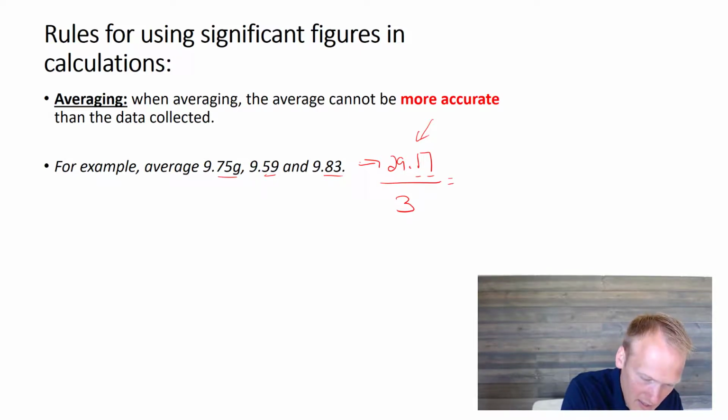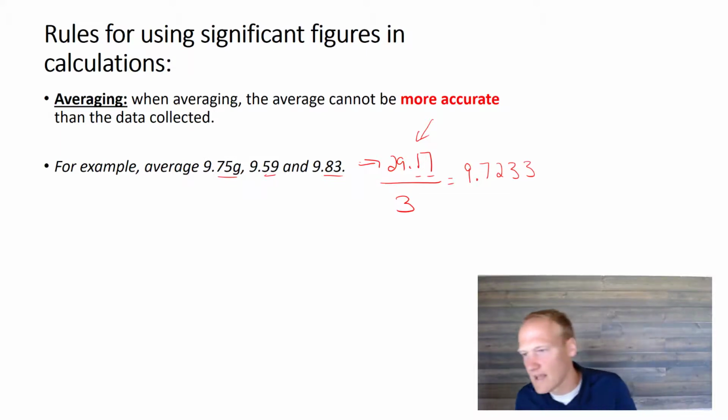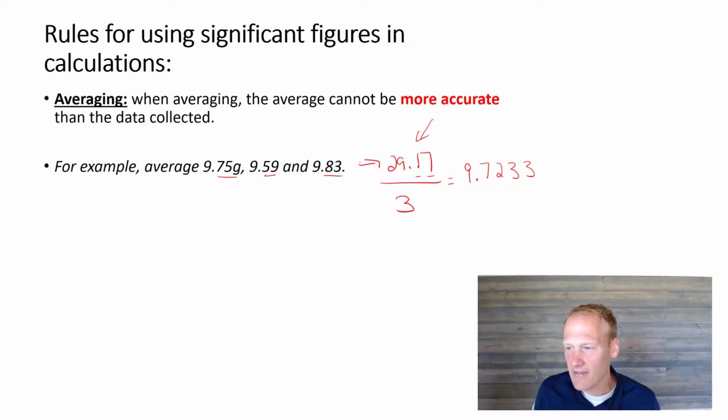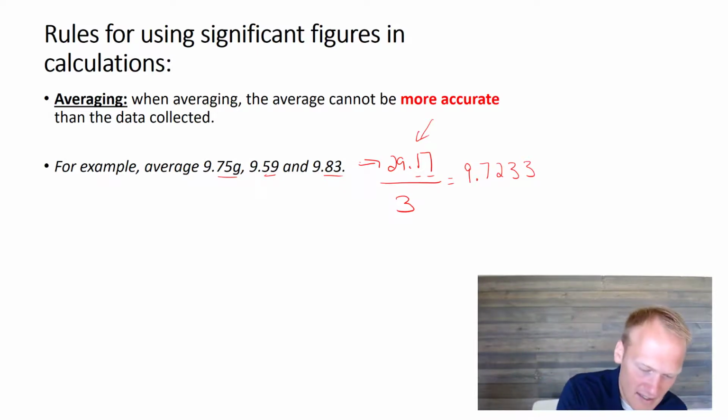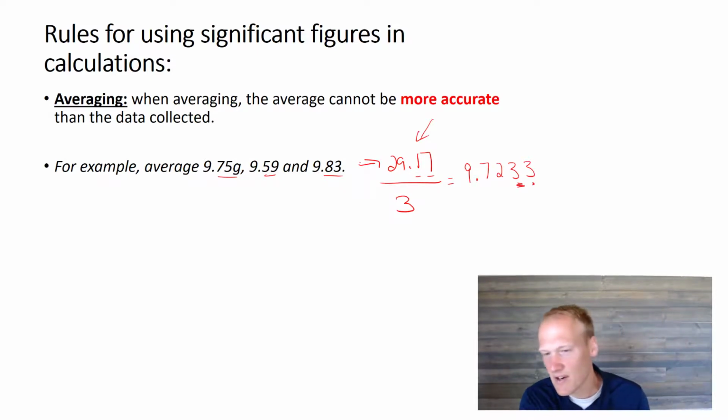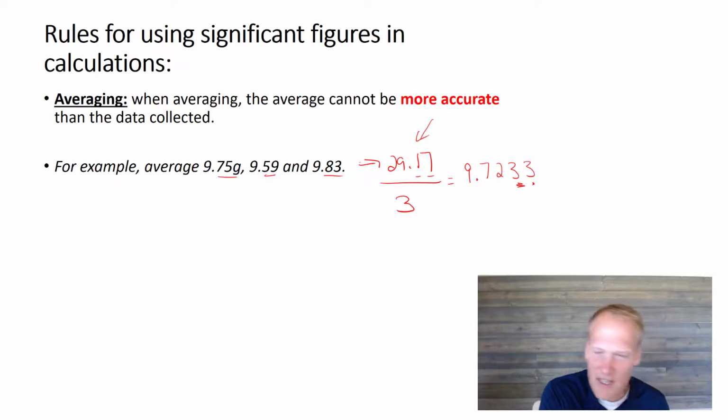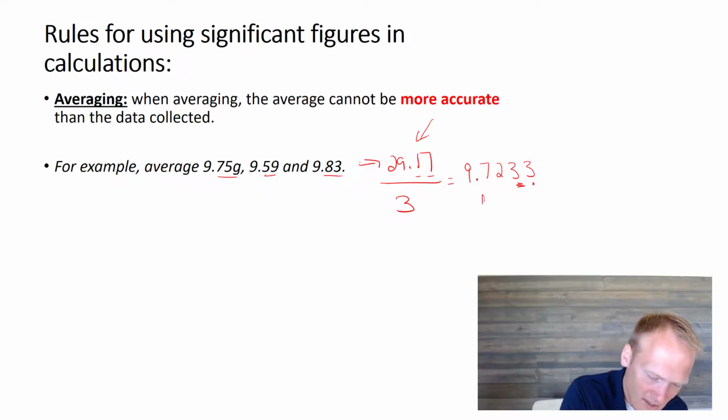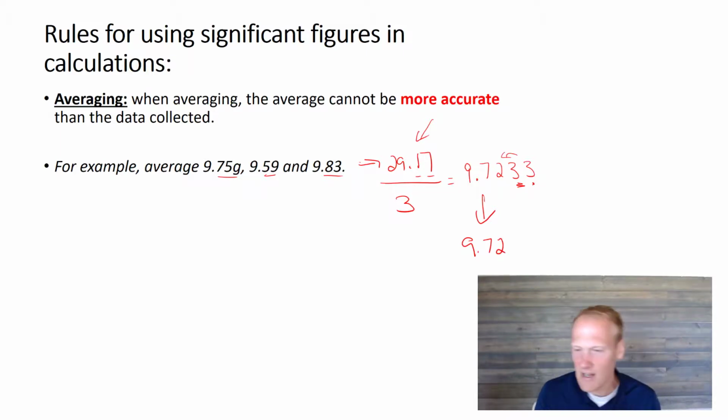When we divide by 3, we get 9.7233 repeating. We cannot have more significance in an average than we started with. These first numbers had 3 sig figs, which means our answer can only have 3 sig figs. So the 3 will not round the 2 up, and we would have 9.72 as the average of these numbers with the correct number of sig figs.